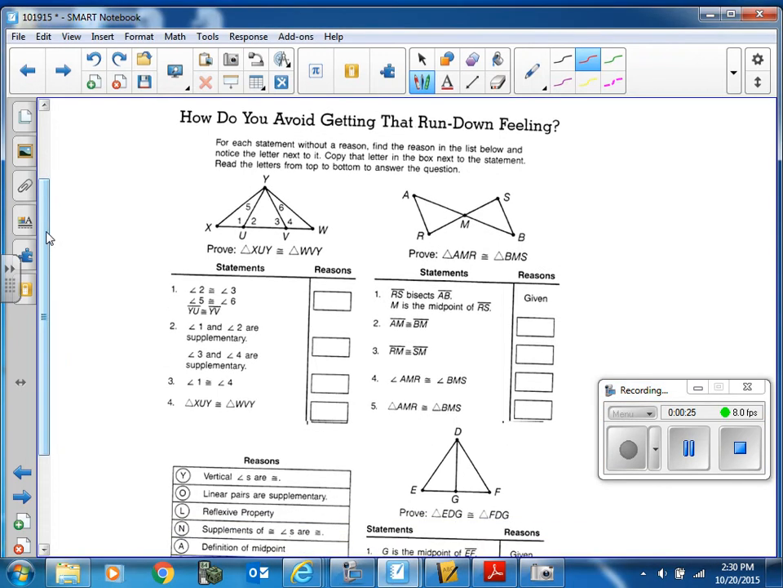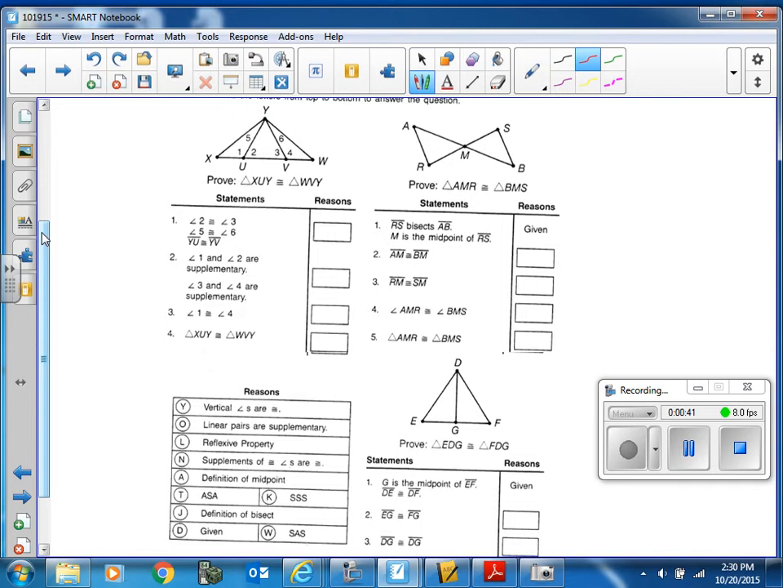It says, for each statement without a reason, find the reason in the list below and notice the letter next to it. Copy that letter in the box next to the statement. Read the letters from top to bottom to answer our question, which is, how do you avoid getting that rundown feeling? All right, so let's look at our top left-hand proof. We have three proofs: one, two, and three.